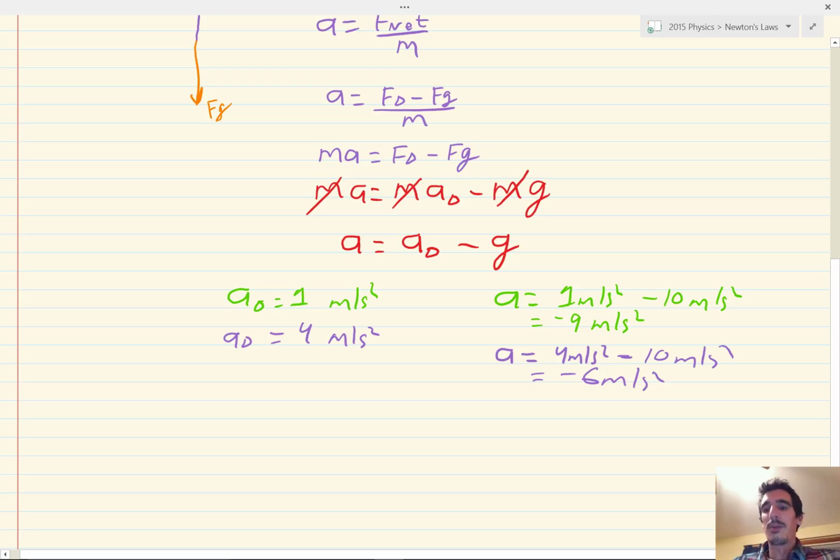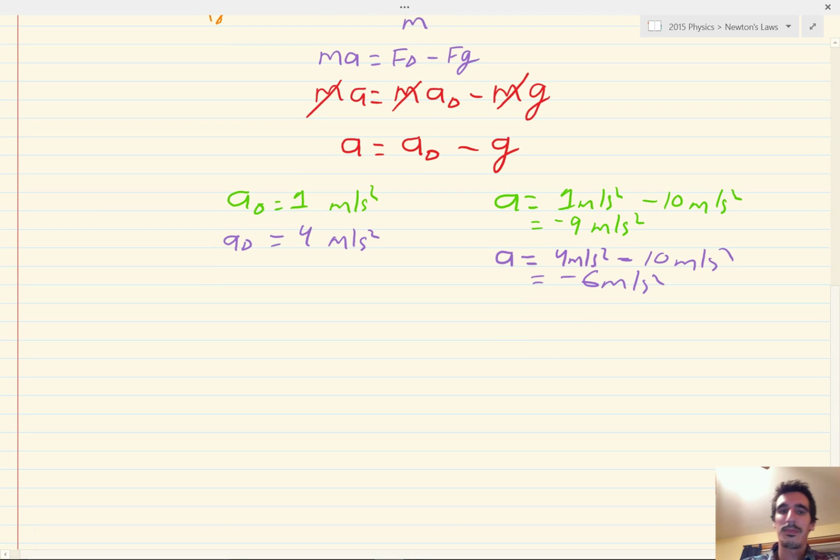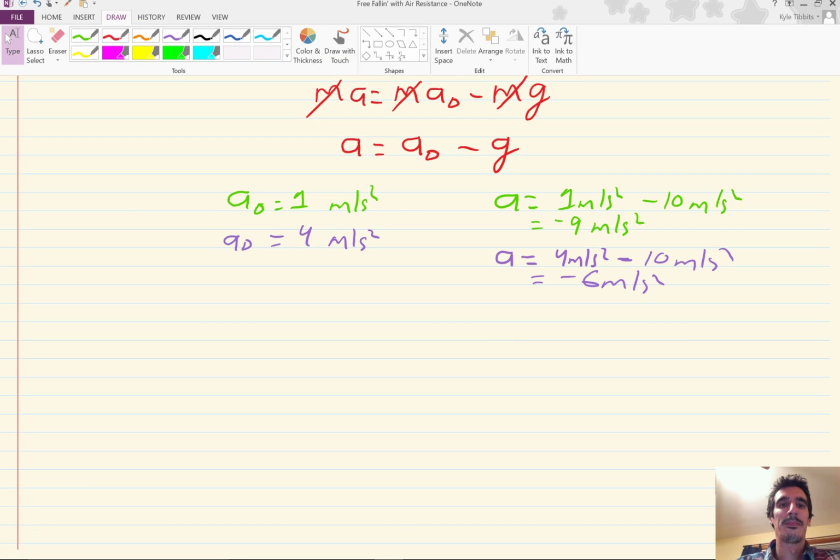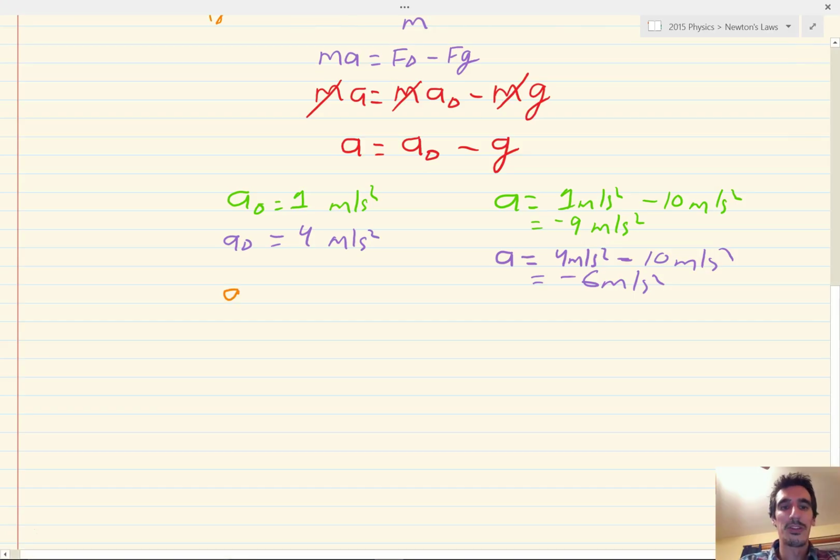So this means over time, if you think about when you're falling out of the sky, if you've ever done it before, you're going to start slowing down as the wind blowing up gets faster and faster. So let's look at another one. What happens when the acceleration due to drag is 10 meters per second squared? We get a equals 10 meters per second squared minus 10 meters per second squared. Acceleration is 0 meters per second squared.